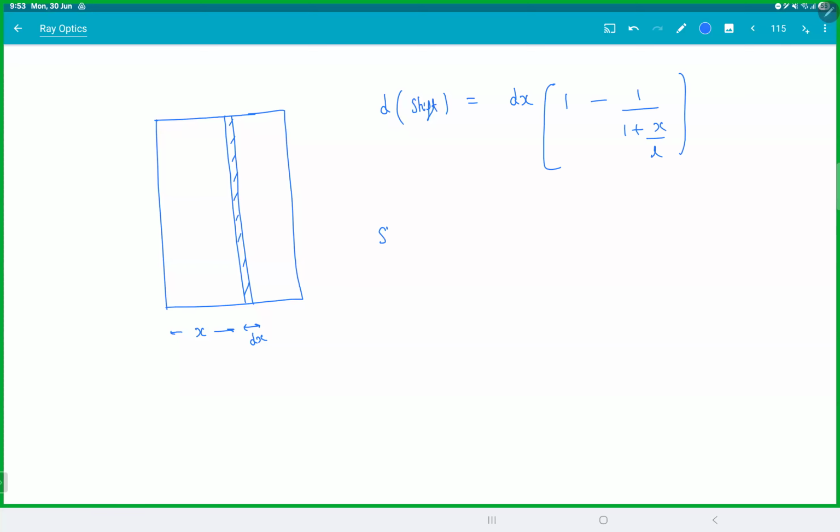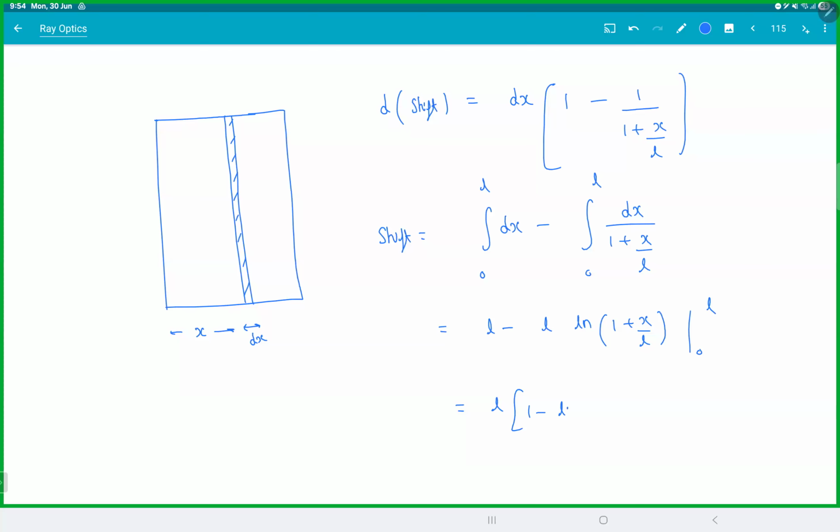Just integrate this directly. The shift will be integral dx minus integral dx by 1 plus x by L, from 0 to L. This will be L minus L ln 1 plus x by L. Limits will go from 0 to L. We'll get ln 1 minus ln 2. Yeah, that's your answer.